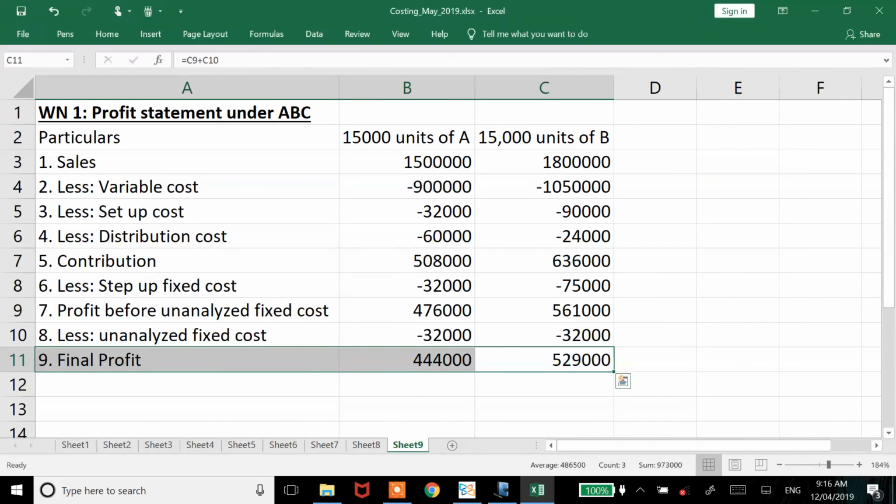With this, we'll take a break of 30 minutes. We are done with relevant costing and ABC. I'll continue with balance areas post break.